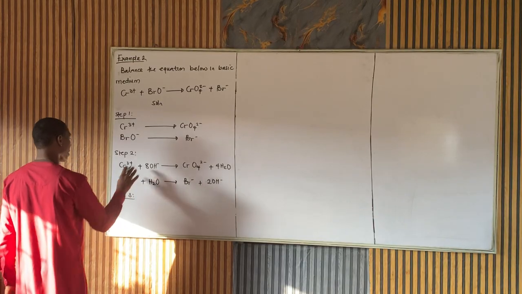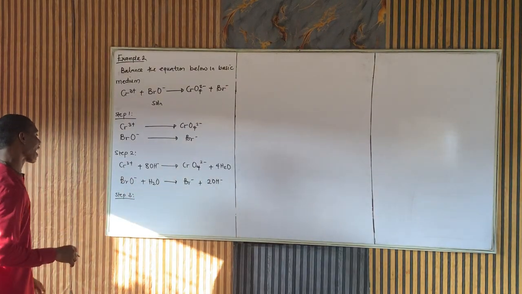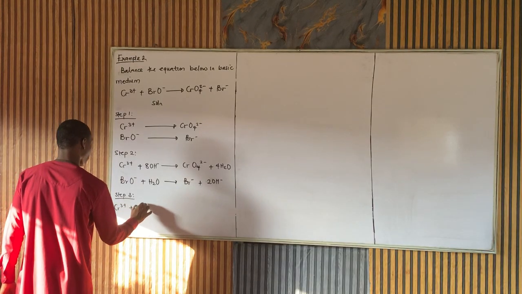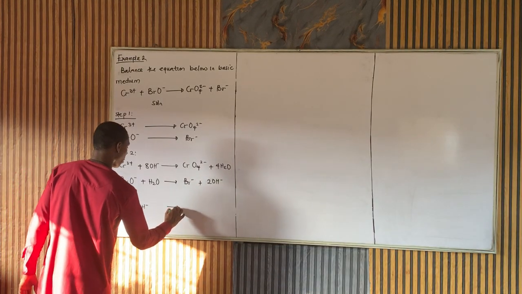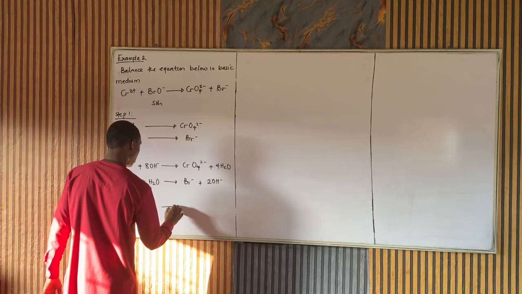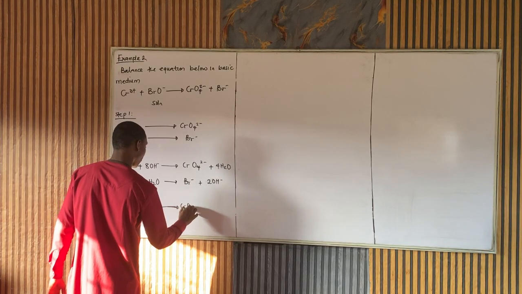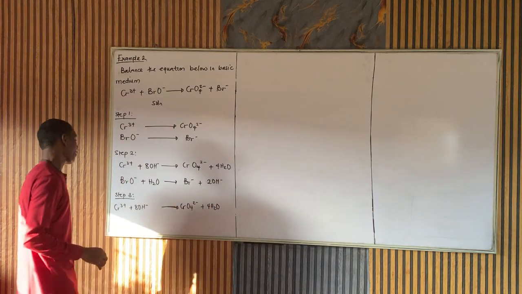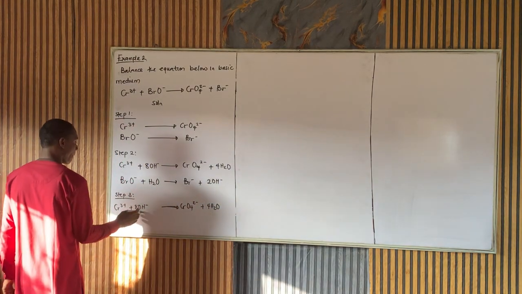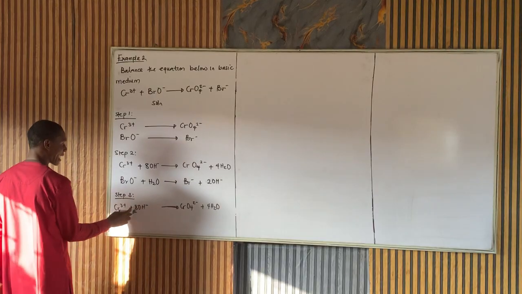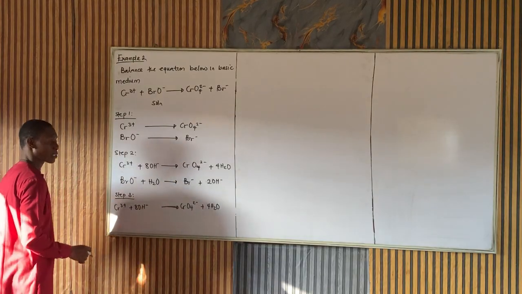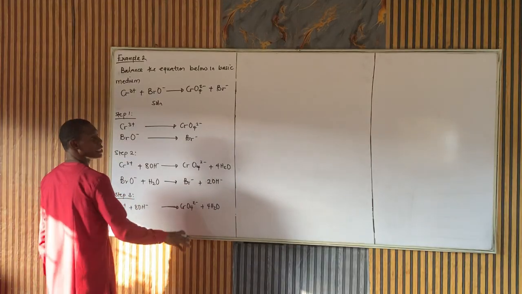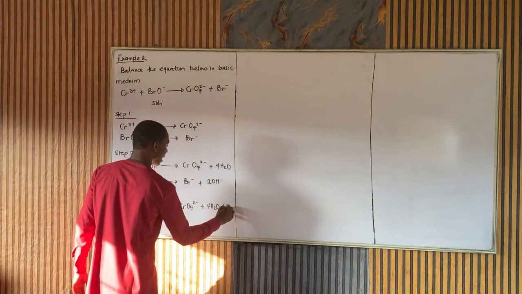Now step 3. I've balanced the atoms here. So step 3, balance the charge. We have Cr3+ plus 8 OH- to give us CrO4 2- plus 4 molecules of water. Now, if you watch here carefully, you have minus 8, because this is minus 1 times 8, that's minus 8, plus 3, that's minus 5. And right here, you have just minus 2. So this is higher. Reduce the higher one. So here we have 3 electrons.